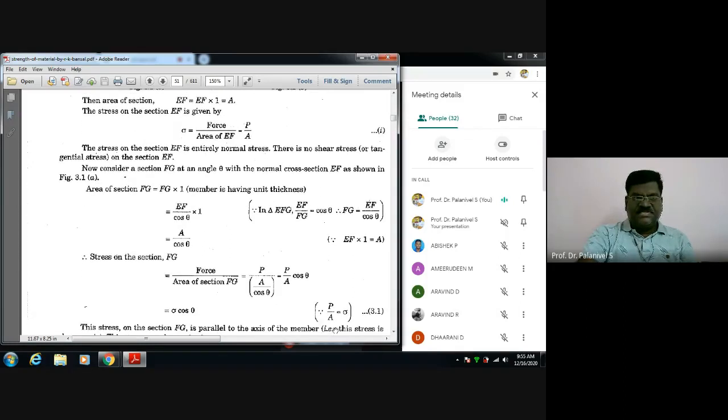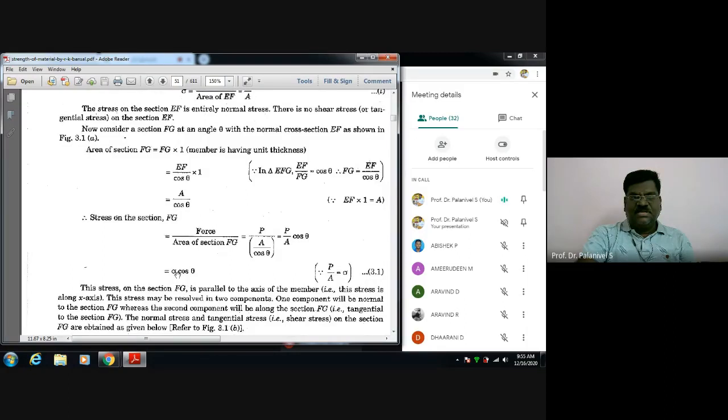Stress on the section FG is equal to force divided by area of the section. The force is P, we know. Area of the section is A by cos theta, so P by A by cos theta, which is equal to P by A, call it sigma, into cos theta. So sigma into cos theta.